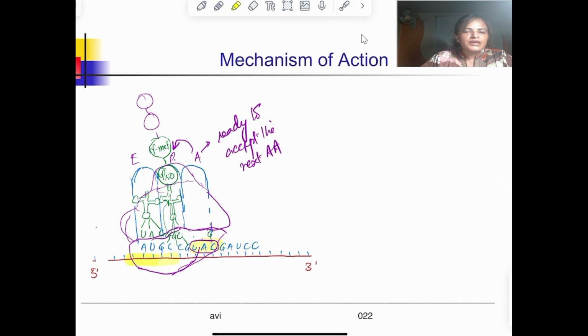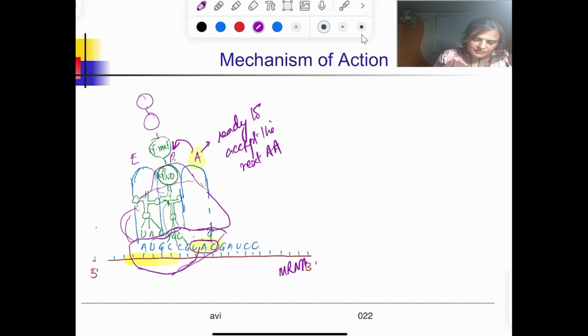So the next transfer RNA will be coming and joining this acceptor site, and which amino acid will be delivered? The one whose anticodon will be complementary to this codon on the messenger RNA. And the same process will be repeated again. Suppose a new amino acid is attached here, then what will happen?